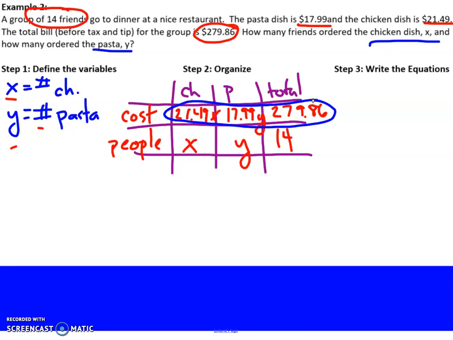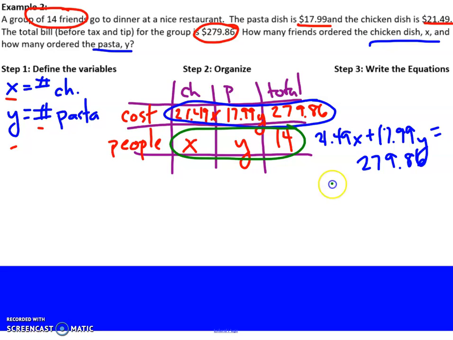All right, so once we're here, this gives us our equations. Okay, so I should have 21.49x plus 17.99y equals $279.86. There's my first one. And then my second one is that bottom row: x plus y equals 14.